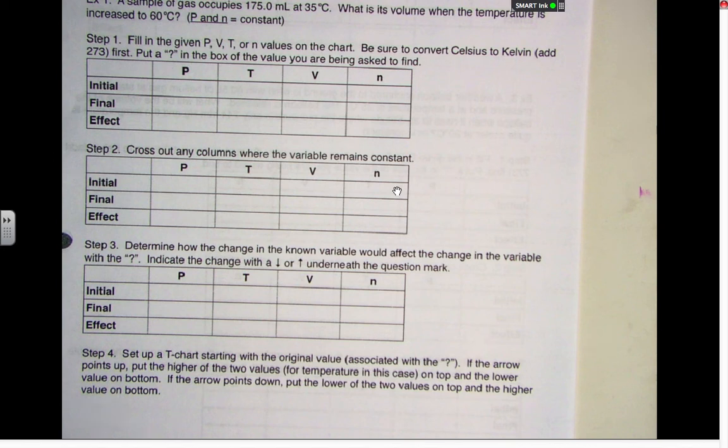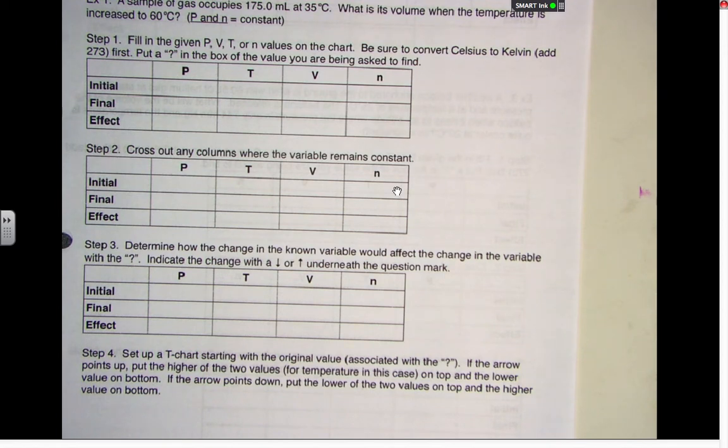Exactly how we can find values for pressure, volume, temperature, or the number of particles. We've looked at the relationships for the past couple of weeks. We know that if the volume increases, the pressure will decrease. If the temperature increases, the pressure increases. If the number of particles increases, pressure increases. So we know these different relationships.